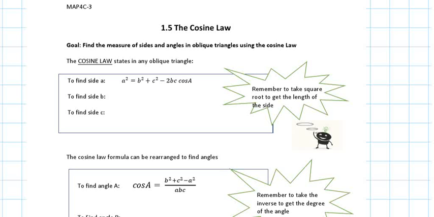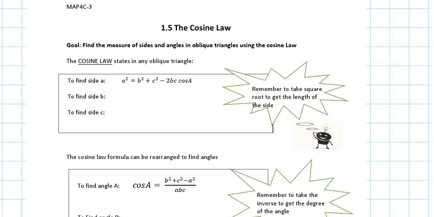So the second law that we can use with oblique triangles is called the cosine law. Okay, so we looked at the sine law. Now we're going to look at the cosine law, and today's goal is to find the measure of sides and angles in oblique triangles using the cosine law. The formula for the cosine law is a little bit more complicated than the formula for the sine law.